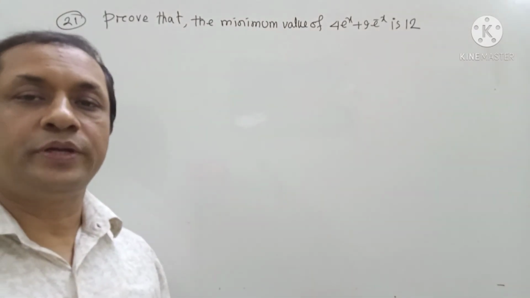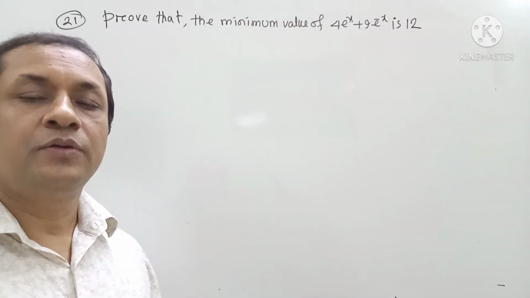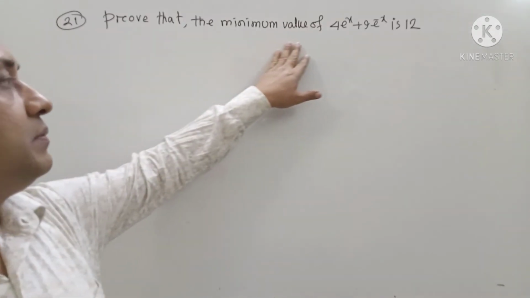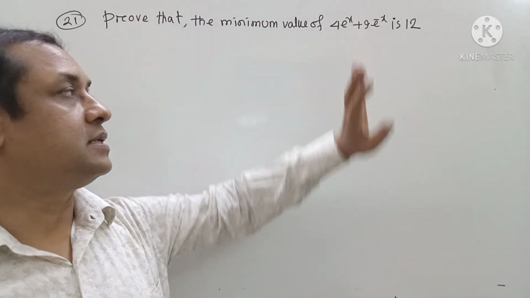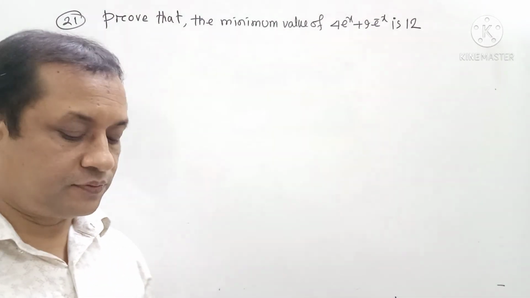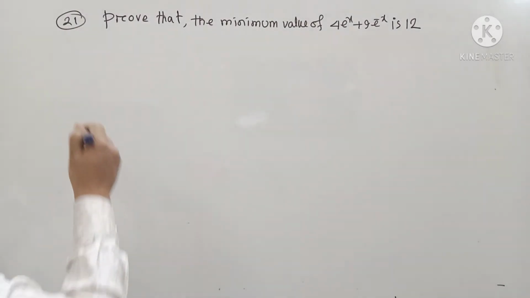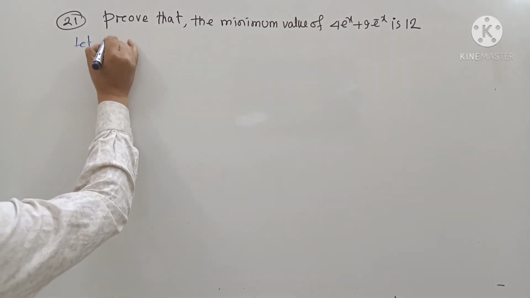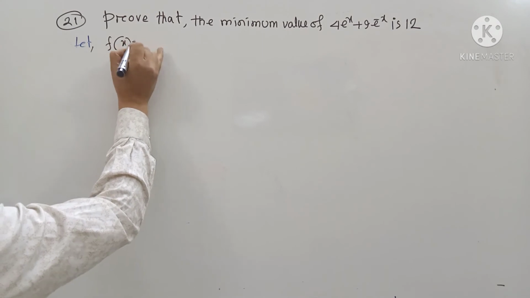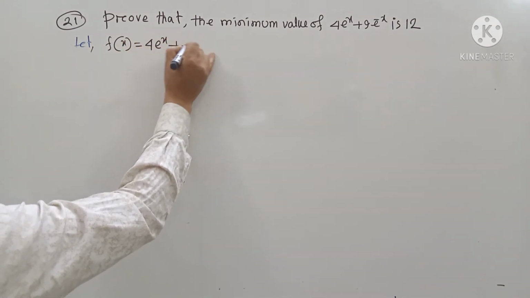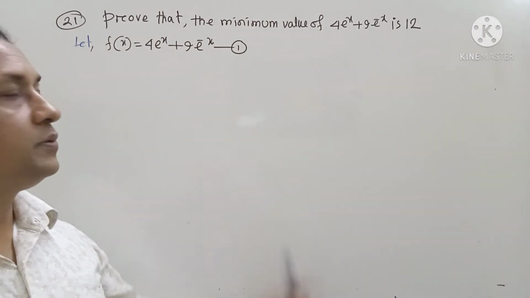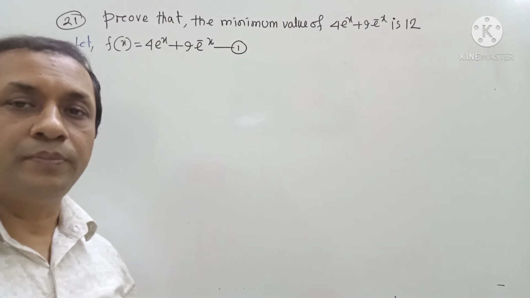Student, question number 21 is a very important question for your exam. Now question 21: prove that the minimum value of 4e to the power x plus 9e to the power minus x is 12. Now student, let f of x equals 4e to the power x plus 9e to the power minus x, equation number 1.